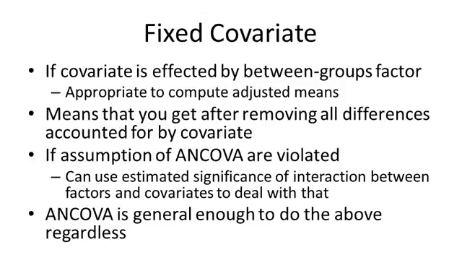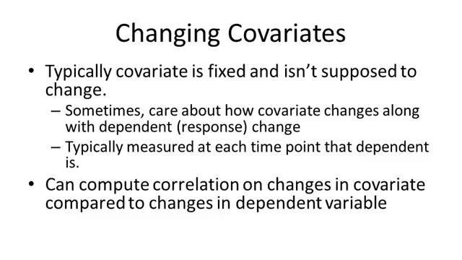The thing is, ANCOVA is robust enough that it does this regardless, and it's not too much of a concern for most tests. In ANCOVA, we're assuming that the covariate is going to be fixed and isn't supposed to change. But sometimes we actually care about how the covariate changes along with the dependent variable or the response change. This is typically measured at each time point that the dependent is computed, and basically you can compute the correlation on those changes in a covariate compared to the changes in the dependent variable to get a sense of how the covariate is actually changing across these experimental conditions.